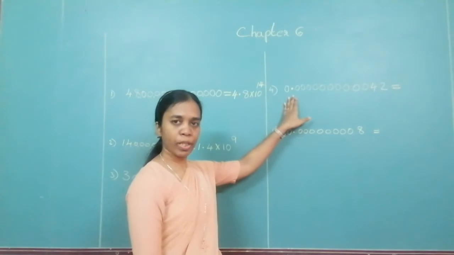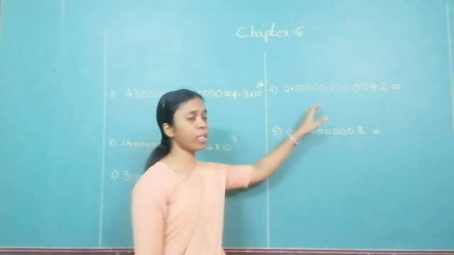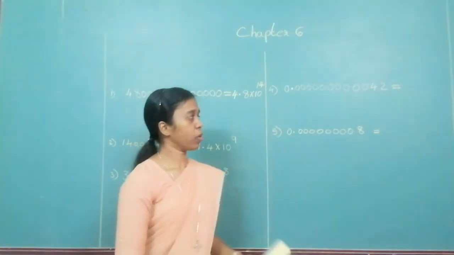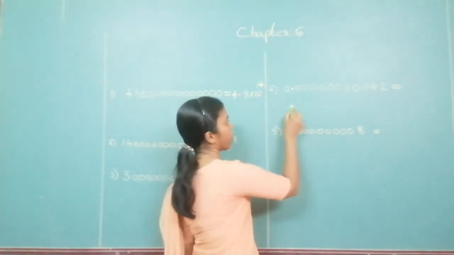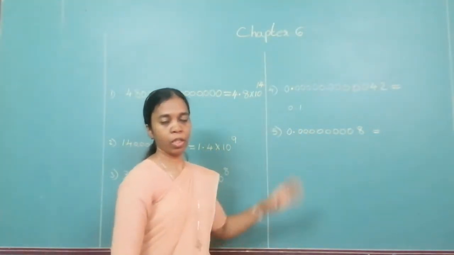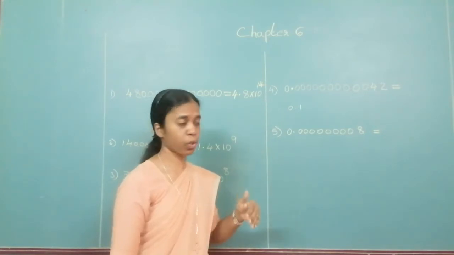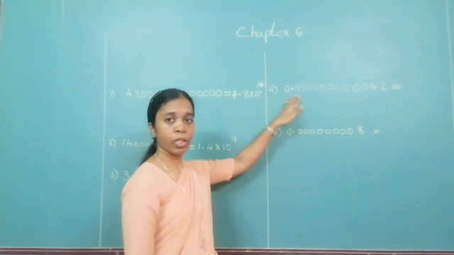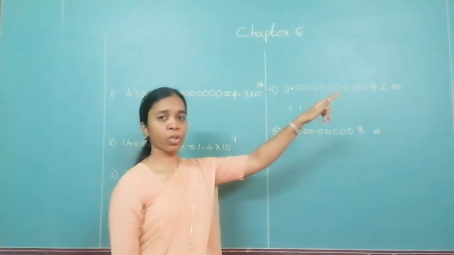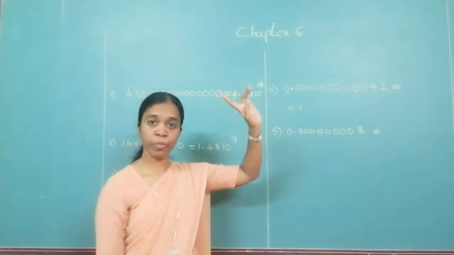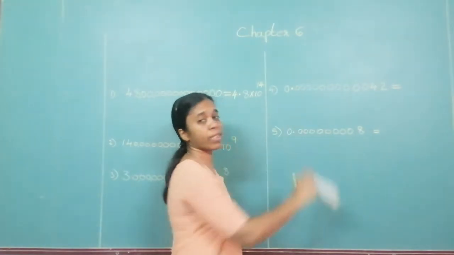Already the decimal is over here. How big is this number? You know that even if you write 0.1, it is smaller than 0. So you can imagine 0.00000000 into 42. How small is that number?